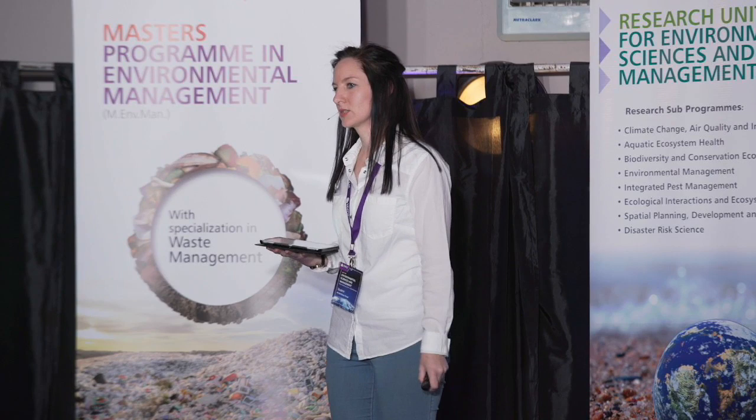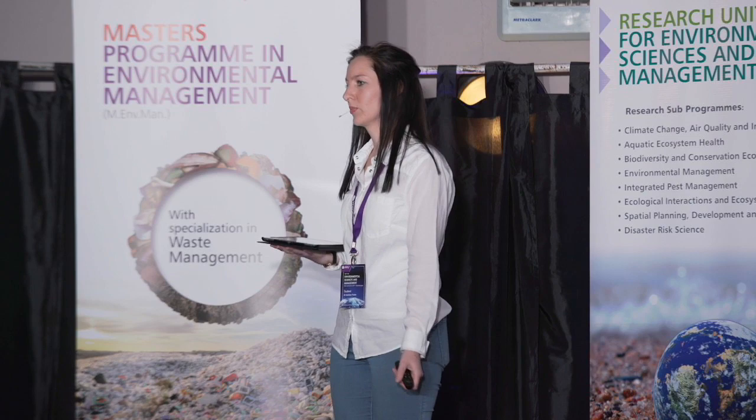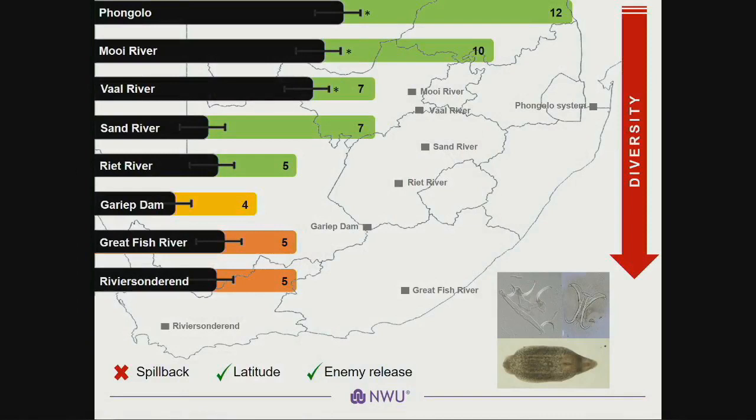All fish collected from these localities were infected with at least one parasitic species, except for one individual in the Reed River that had no parasitic infection. All of these parasites were known parasitic species or specialists of the catfish in its pan-African native distribution range. The colorful graph indicating the native localities in green, the transition to the non-native in yellow, and then the non-native populations in orange, indicates the number of taxa found at each of the sampling localities.